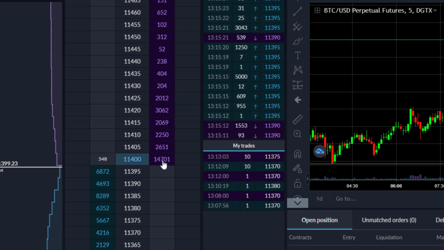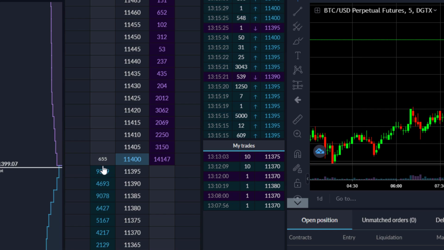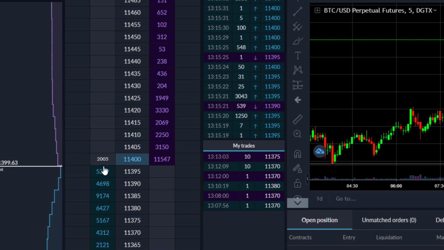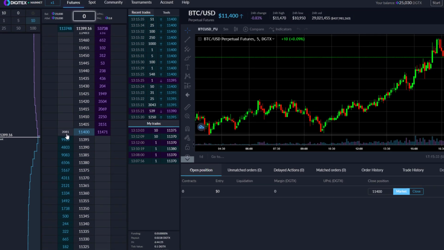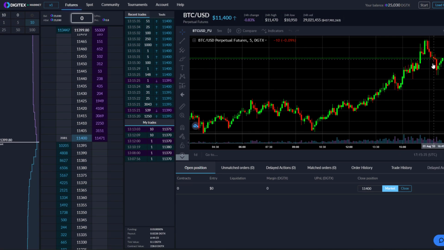If the offer side is overwhelming the bid side, then we'll see the price move down. If the bid side is overwhelming the offers, then we'll see the price move up, as it is right now. You can also see this on the price chart as the auction theory plays out in real time. And this is all going to be keyed off of the spot price.